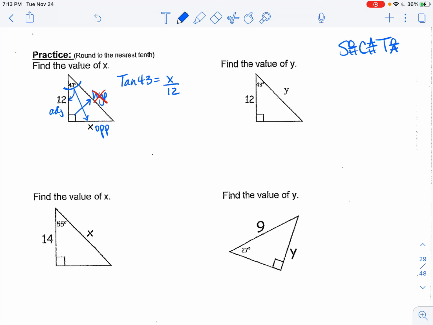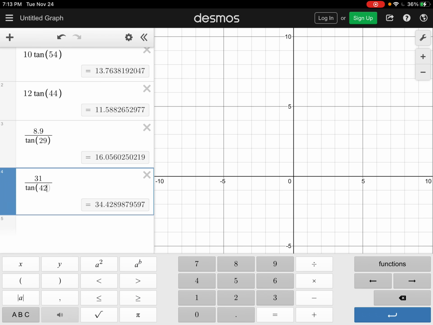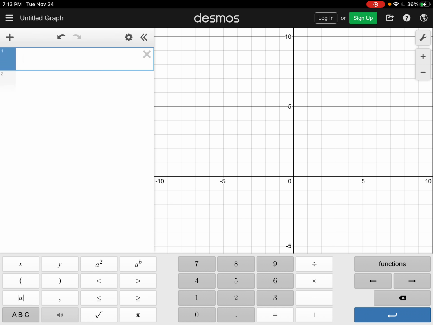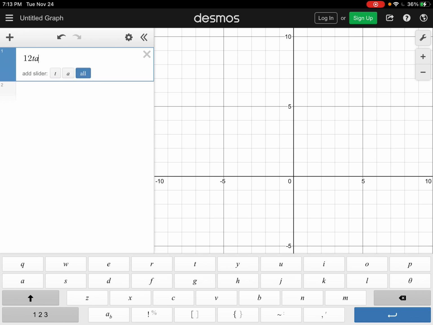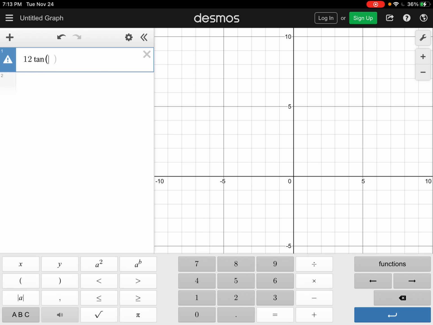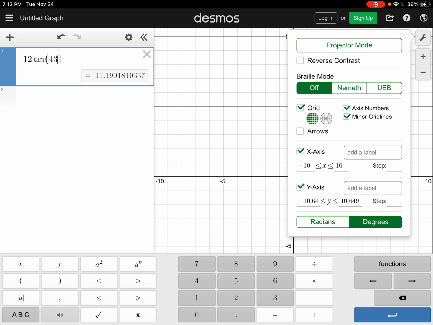So we have to solve for x, and just like we did in the previous video, it's being divided by 12, so we'll multiply both sides by 12. So 12 tangent 43 is equal to x. And then we'll take this to Desmos and find our answer. Okay, so I'm just going to check, make sure it didn't change, it's still in degrees, 11.2.